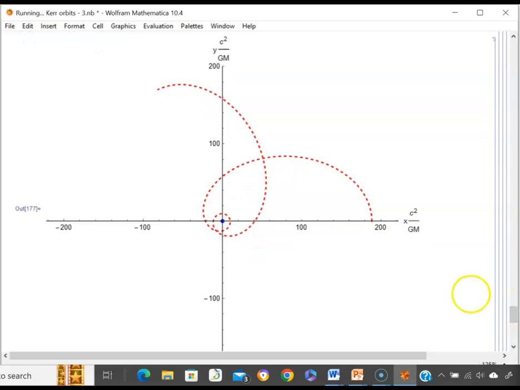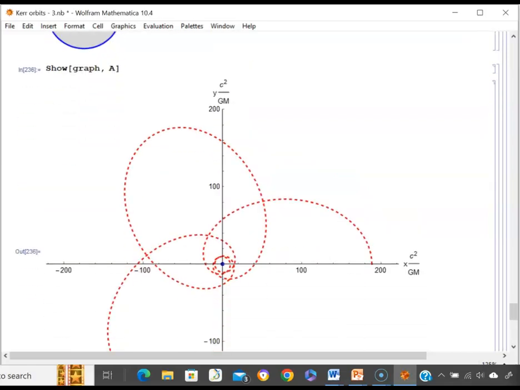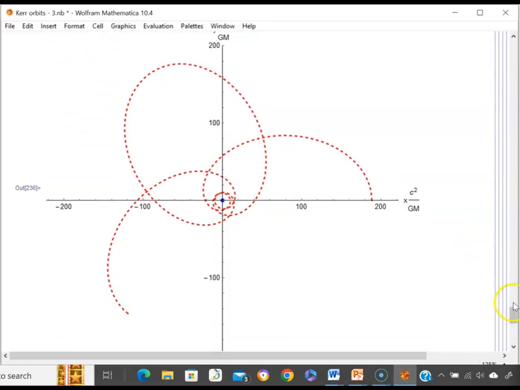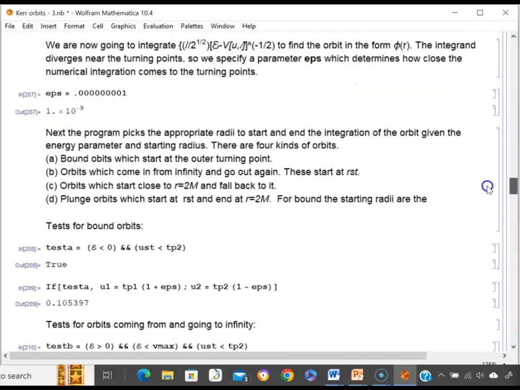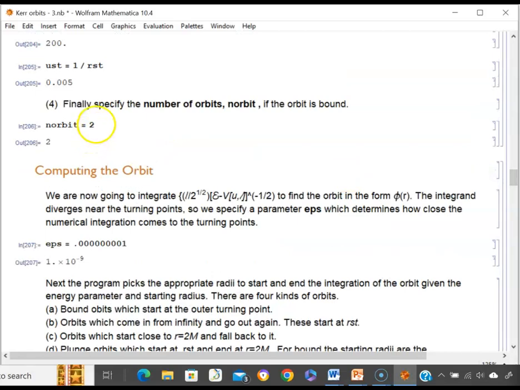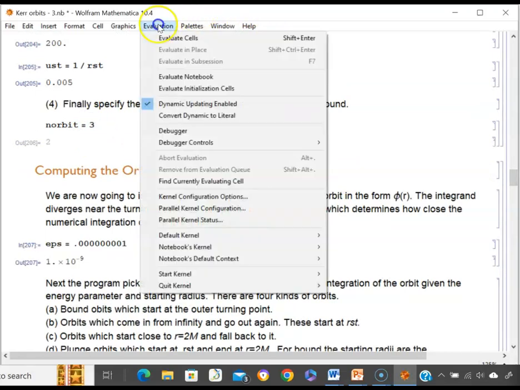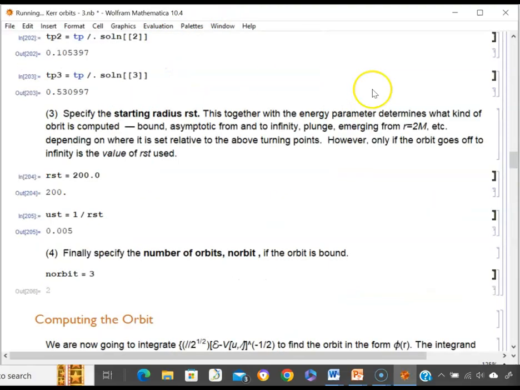Here we are. Just give it a little bit of time. Okay, as you can see, there's 2 complete orbits. You can see the precession that's occurring, but that'll become clear if I do n equals 3. I'll go back up here. I'm going to ask now for 3 complete orbits. And evaluate that.